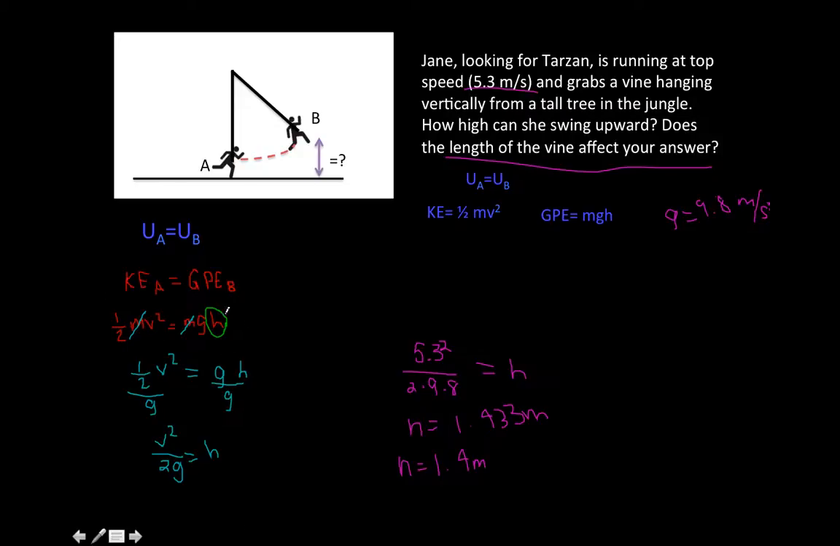So if we go back to our original statement of 1/2 mv squared equals mgh, we notice that there's no variable for the actual length of the vine. This means that no matter the height of the vine, or the length of it, it's not going to affect Jane's ability to reach her max height. So the length of our vine does not affect our answer. So the answer to that is no.